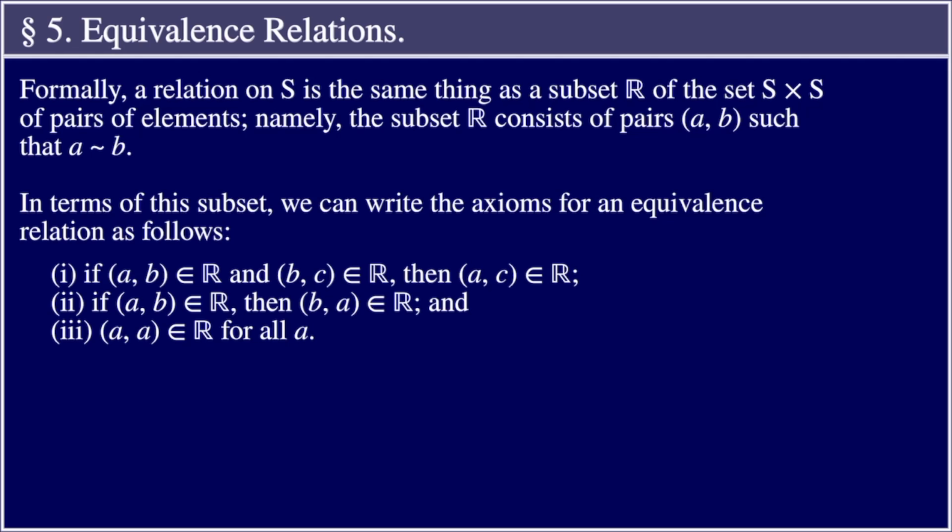Formally, a relation on a set S is the same thing as a subset R of the set S × S of pairs of elements, namely the subset R consists of the pairs (a, b) such that a ~ b. In terms of this subset, we can write the axioms for an equivalence relation as follows. 1. If (a, b) is in R and (b, c) is in R, then (a, c) is in R. 2. If (a, b) is in R, then (b, a) is in R. And 3. (a, a) is in R for all a.